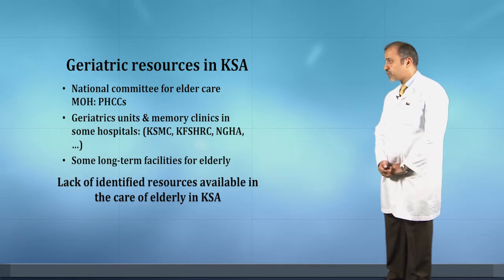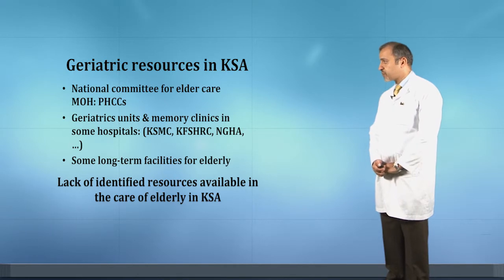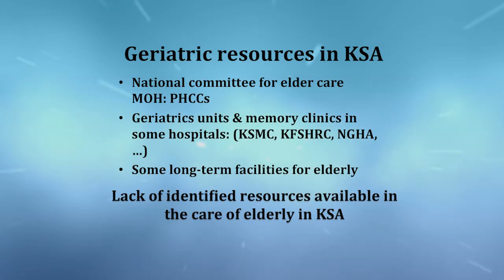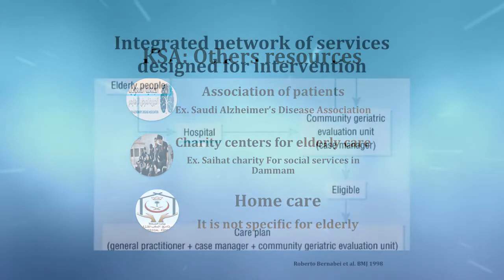When we look at geriatric resources in the kingdom, there is the National Committee for Elderly Care under the Ministry of Health, which are mainly in the primary health care centers. There are some geriatric units and memory disorder clinics in some hospitals. And there are some long-term facilities, but not specifically for the elderly. There are many resources, including associations for patients like the Saudi Alzheimer's Disease Association, charity centers for elderly care like Sehat Charity for Social Services in Dammam, and hospital care that is not specific for the elderly.